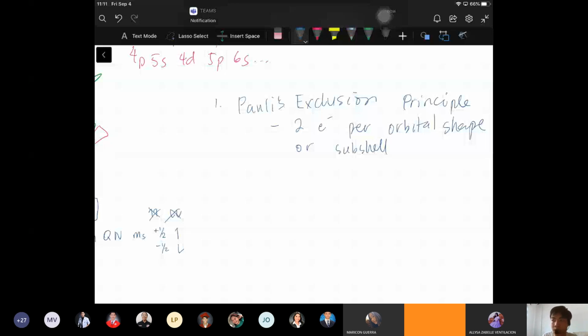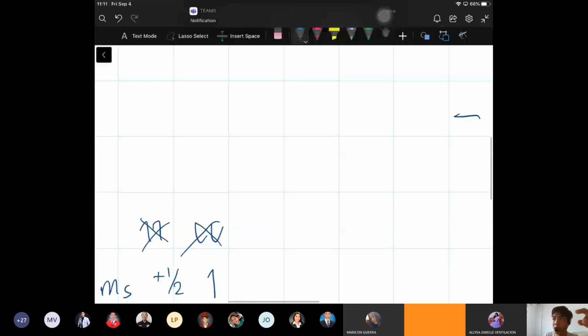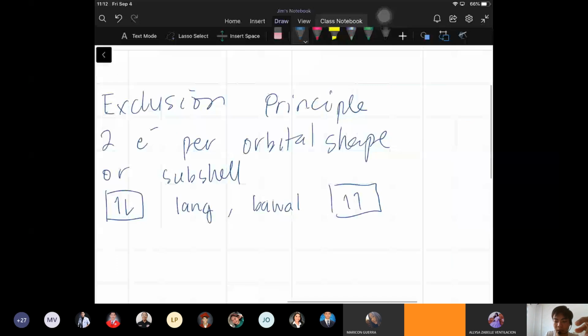Ano pa? Actually, itong magnetic spin quantum number, the reason why bakit taas baba yan, no, is because of Pauli's exclusion principle, no. When filling out electron, taas baba lang. Bawal taas-taas or baba-baba. No? Ayan na. Okay, so ayan. Yan yung mas mabilis tandaan, no, technique, no.